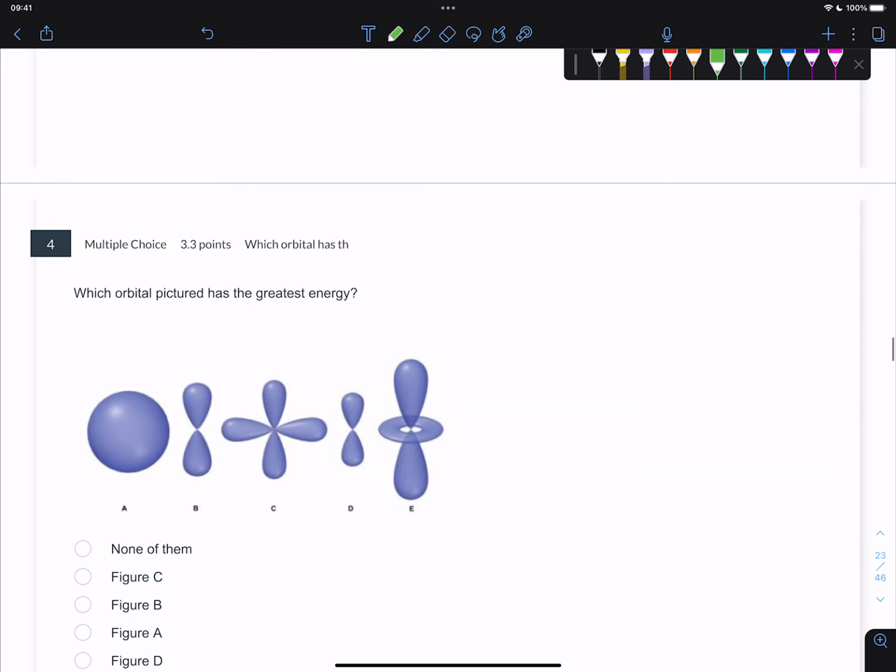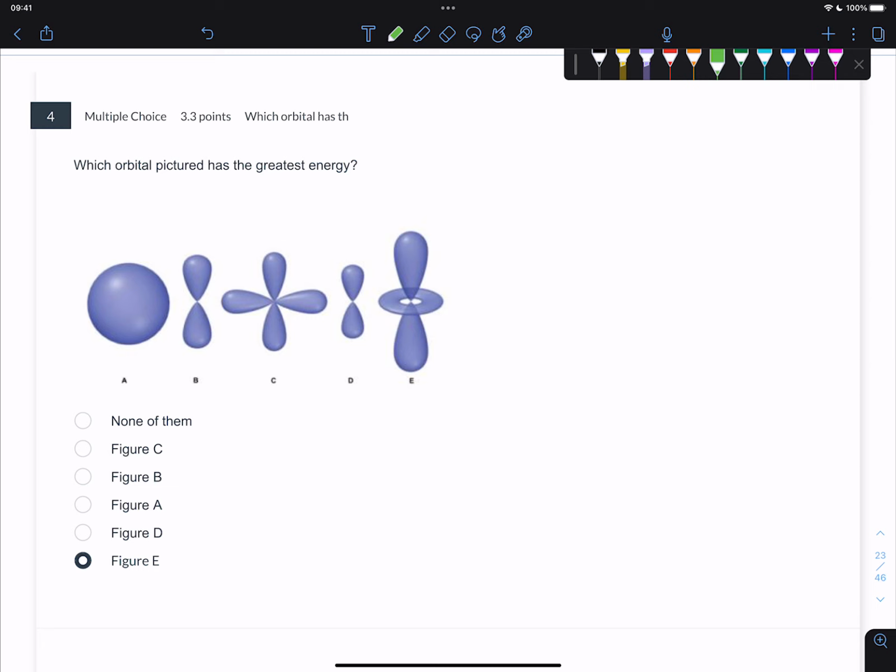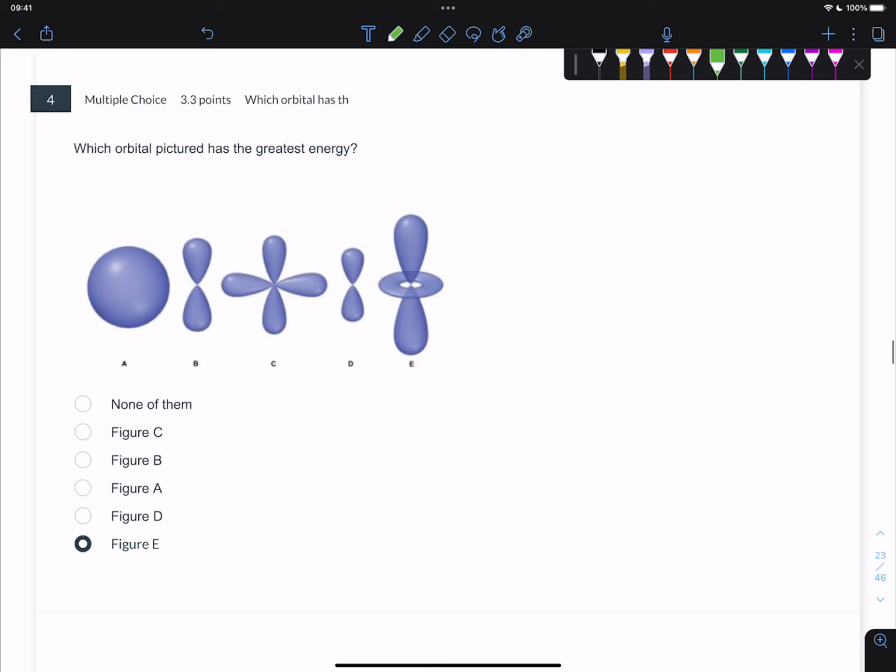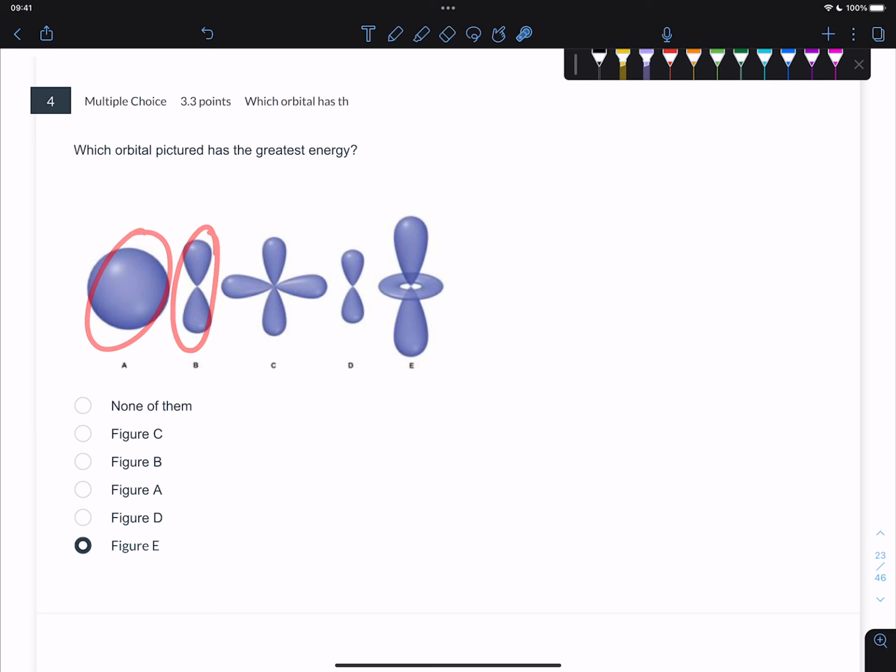Number 3, which orbital has the greatest energy? This one's kind of tricky. The most thing I would recommend that you do is review SPDF orbitals. We have an S here, we have a P here, we have what looks to be a D orbital, one of the D orbitals. Look at the fact that there are 5 types of D orbitals. One of them looks like this weird pacifier thing.